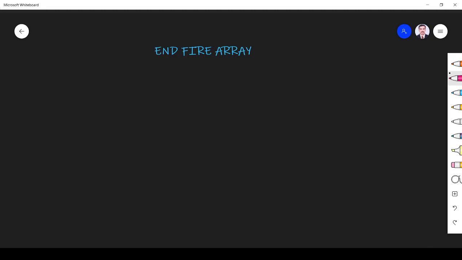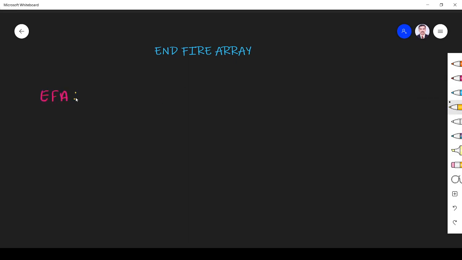In this session we analyze the End-fire Array, the meaning, when the radiation is maximum in the End-fire Array, and where we get minors and nulls, right? Let us start. So End-fire Array, first we must know what is End-fire Array, EFA, right?